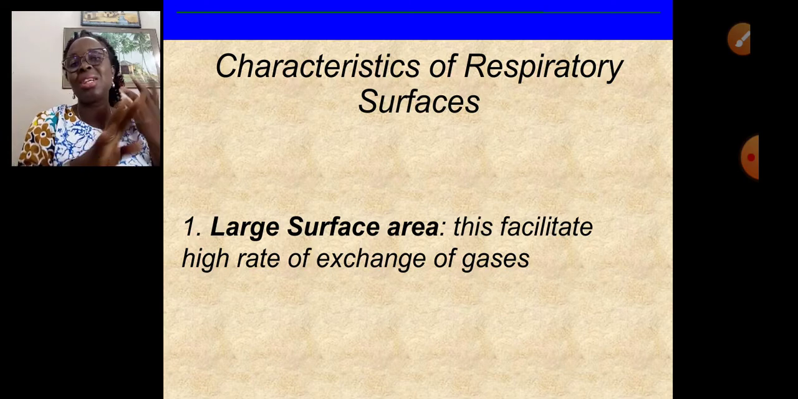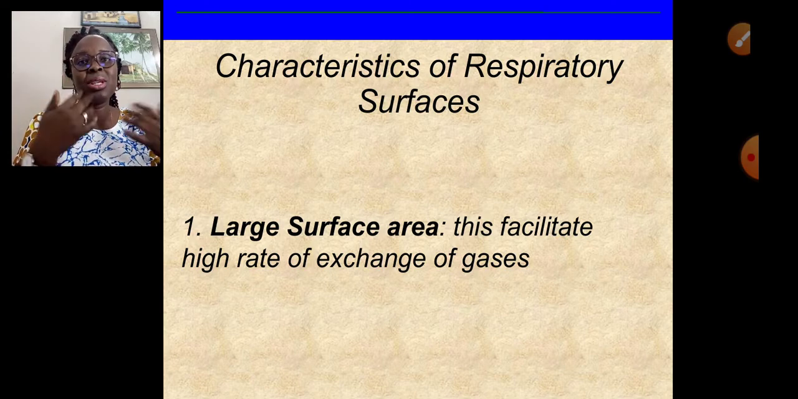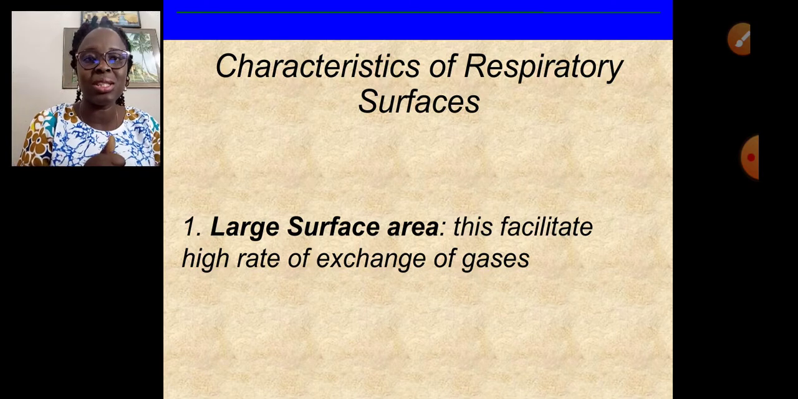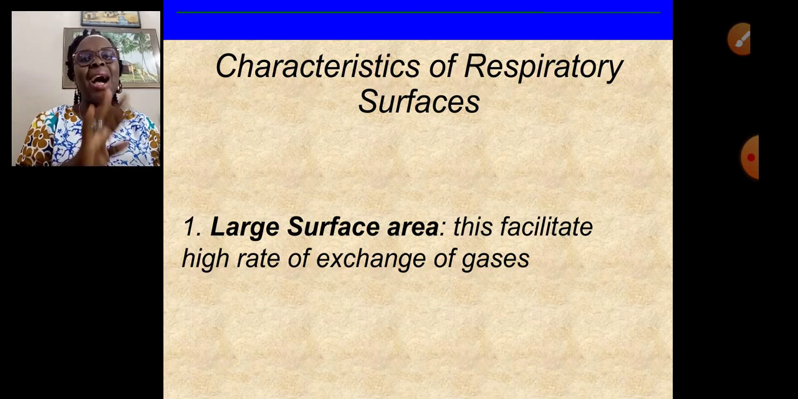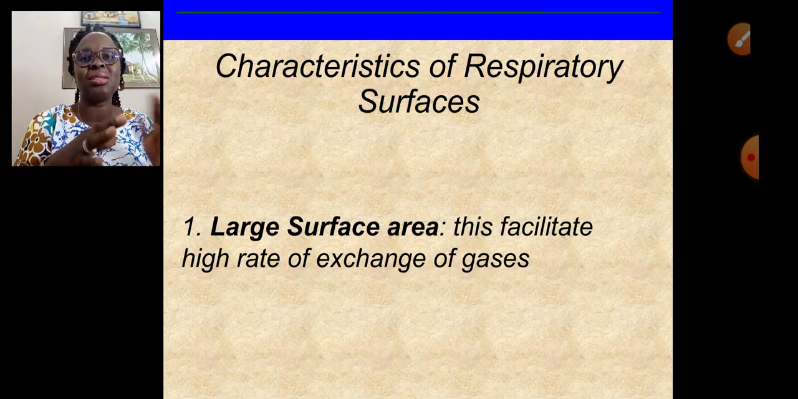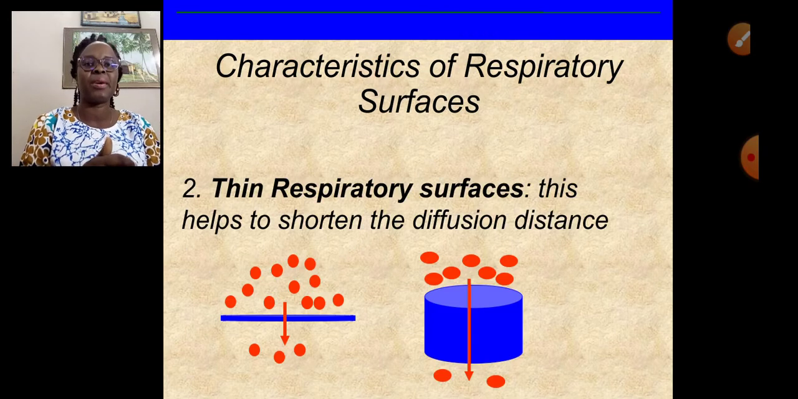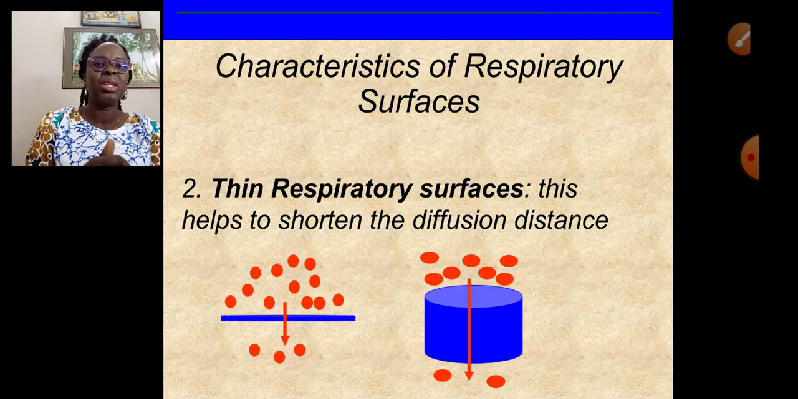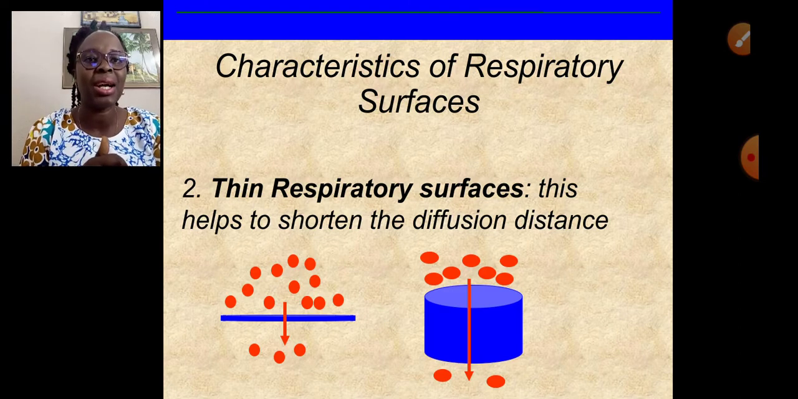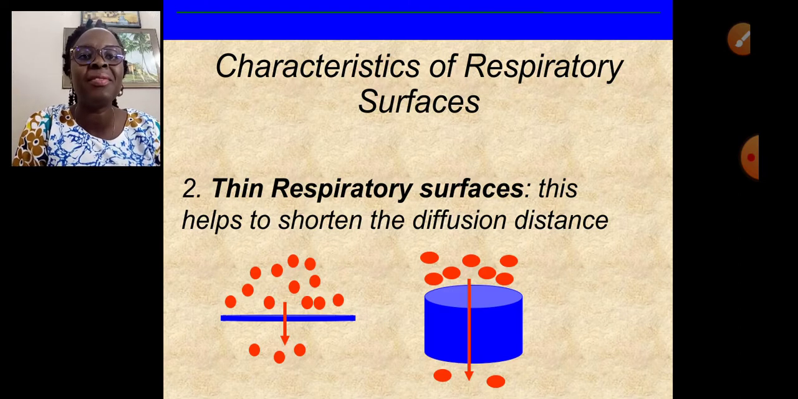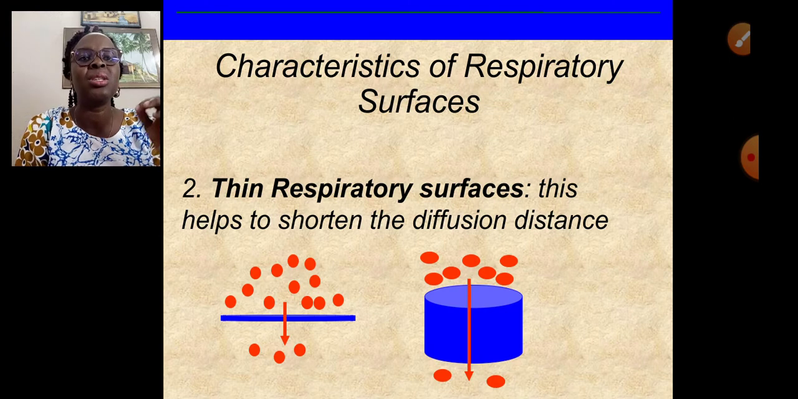There must be a constant supply of oxygen, in the case of animals. So there must be a high rate of exchange of gases so that there won't be shortcomings in the supply of oxygen or the removal of carbon dioxide, as the case may be. The second characteristic is that it must have a thin respiratory surface.